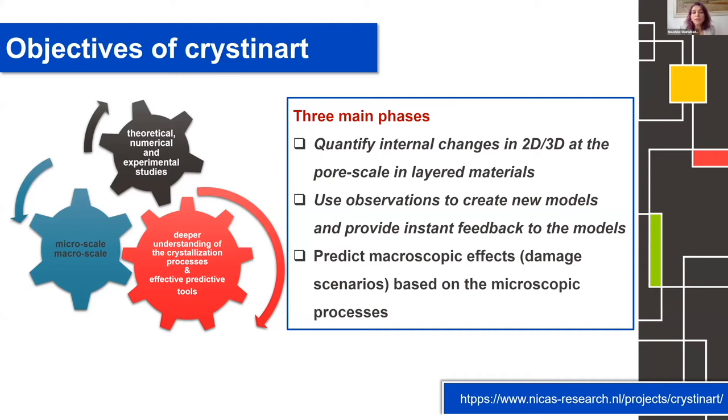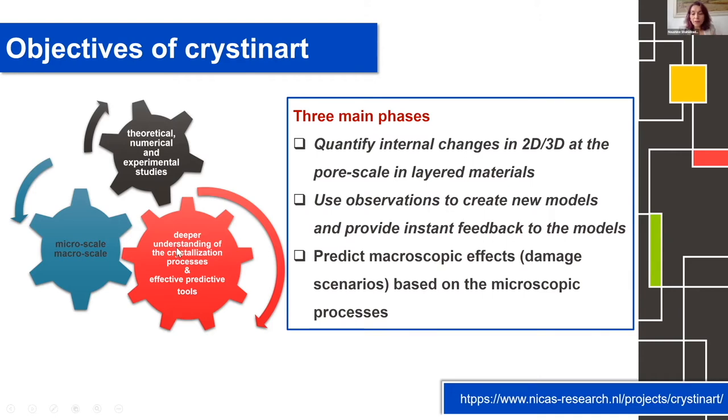So our objective with the Christian Art Project is mainly to combine theoretical, numerical and experimental studies together in order to better understand how these layered materials are damaged due to salt crystallization. So by combining microscale experiments and macroscale experiments, we would like to have a better understanding of the crystallization processes, where exactly the location of the precipitation is and in which conditions it will happen between the two materials, which will make the delamination of the glaze or the paint, etc.